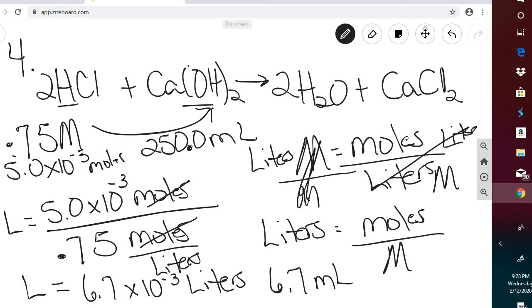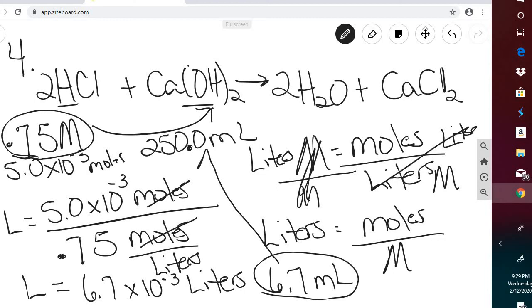Okay, so a concentration of hydrochloric acid at 0.75 molar. If you have 6.7 milliliters of that solution and add it to the 250 milliliters of calcium hydroxide, you will end up with a neutral solution. But our answer then is you would need 6.7 milliliters of the hydrochloric acid solution.